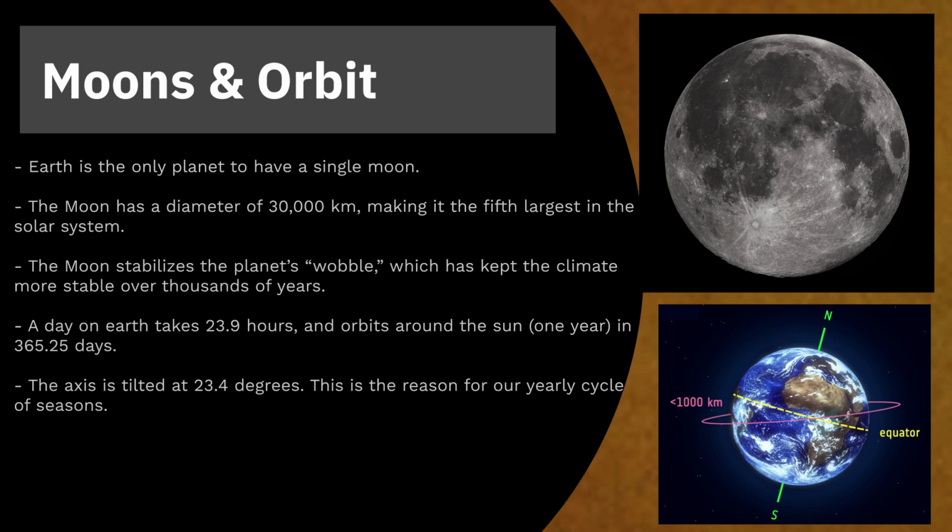Earth completes a rotation on itself, one day, every 23.9 hours, and completes a trip around the sun, 1 year, in 365.25 days. This extra quarter of a day, which represents a challenge to our calendar system, is the reason why every 4 years we add 1 day, which is called a leap year. Earth's axis of rotation is tilted 23.4 degrees with respect to its orbit around the sun. This tilt is the reason for our yearly cycle of seasons.